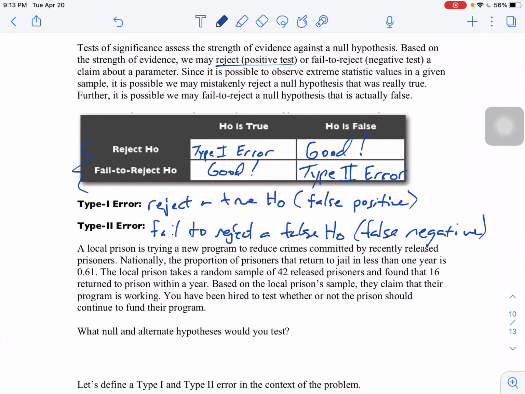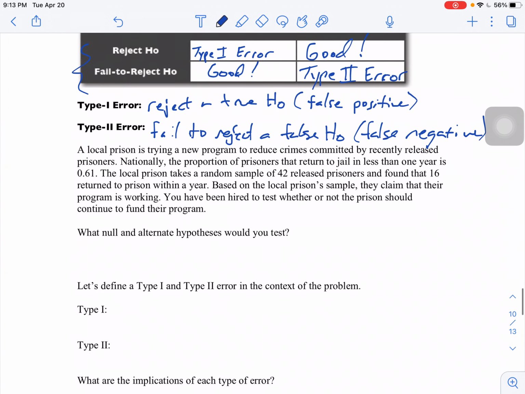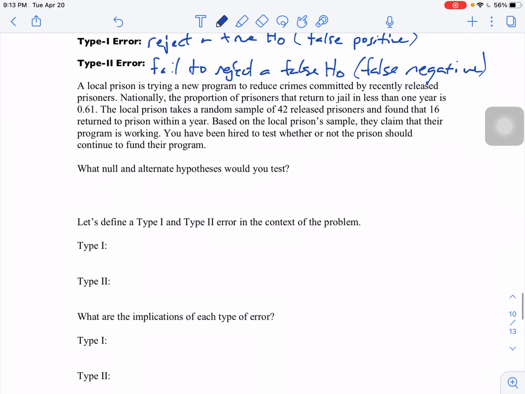Okay, so now what we're going to do is look at an example and then try to evaluate type 1 error and type 2 error. Like I said, we are familiar with this context. We've had it a couple times.